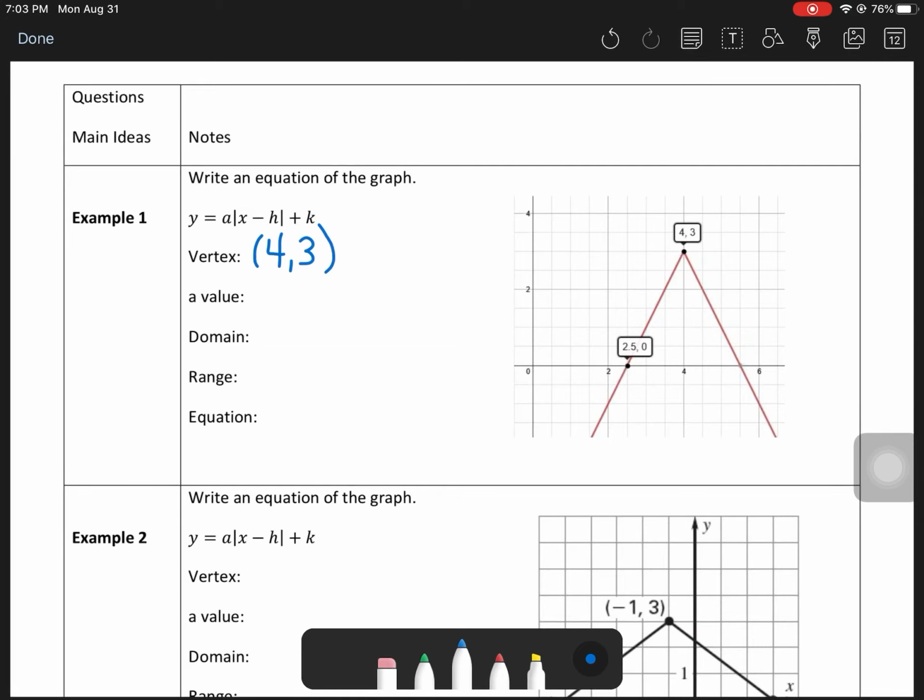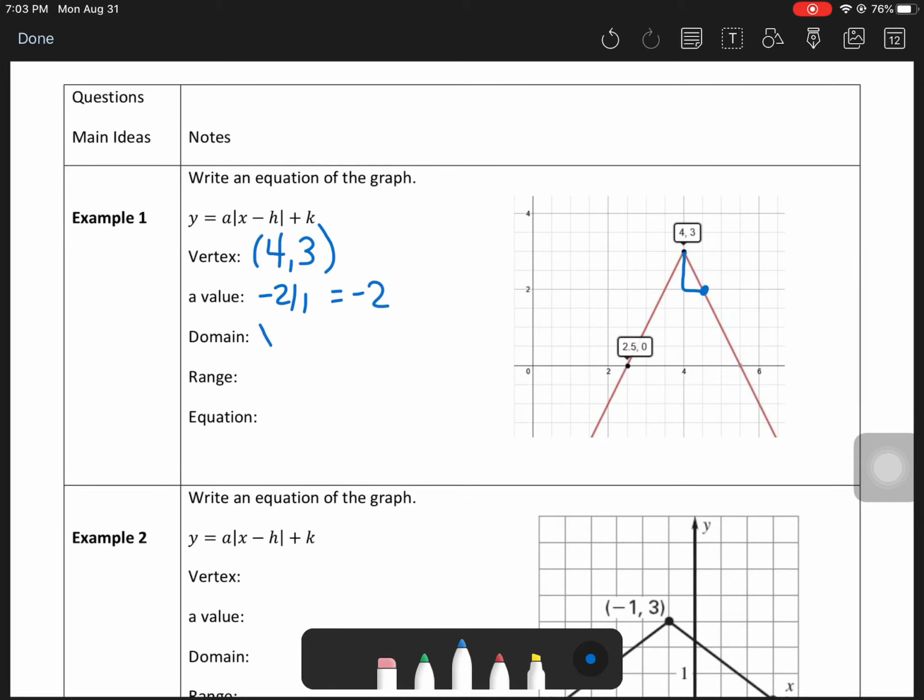To determine the a value, we're simply going to find the slope. So remember, slope is rise over run. So in this case, since we're going down, our rise is going to be down 2 and over 1 unit if we draw our slope triangle. So our a value will be negative 2 over 1, which is really negative 2. And we know it's negative because our absolute value function opens down.